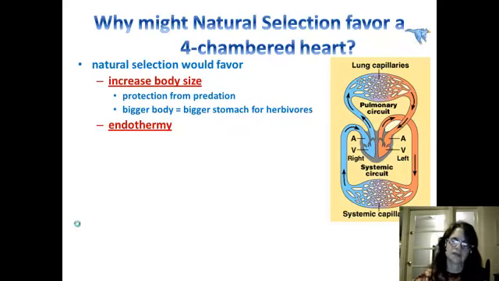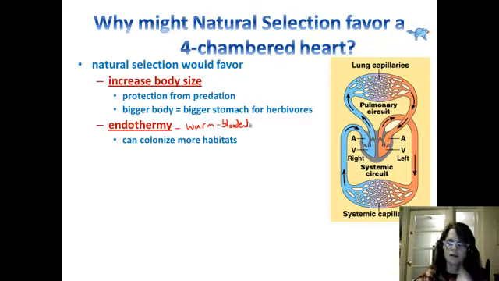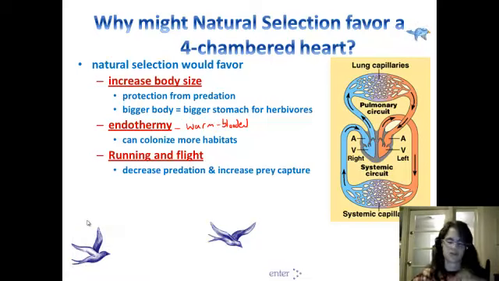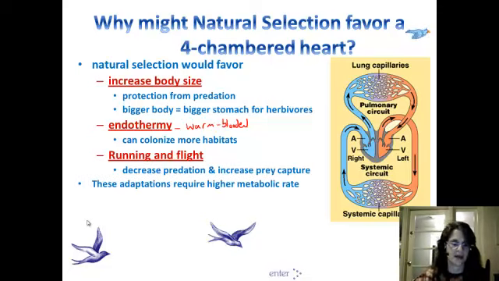Natural selection also began to favor endothermy, and if you'll recall, that means, if we talk in very poor terms, warm-bloodedness. Natural selection favored that because you could colonize more habitats if you're warm-blooded. You can go up and get in warm and cold climates, whereas if you're a lizard, you've got to stay where it's warm, or else you just have to hibernate, which is not going to lead you to a very complex lifestyle. Running and flight are both favored. They get you away from predators. They allow you to capture prey.